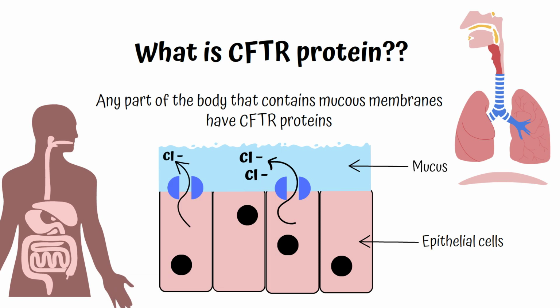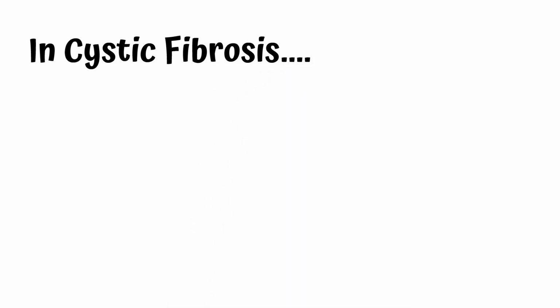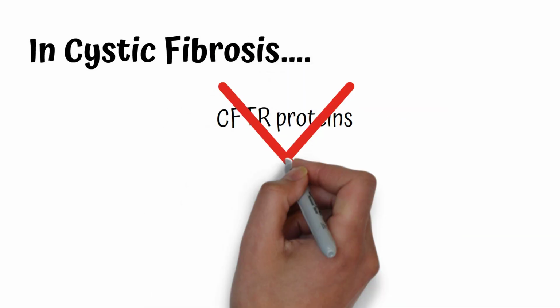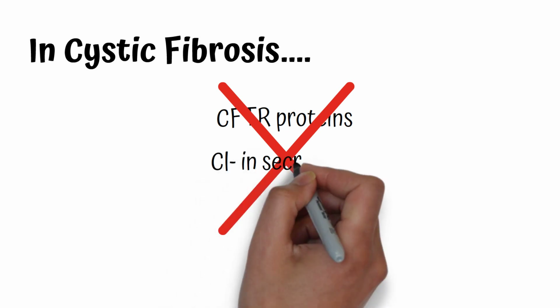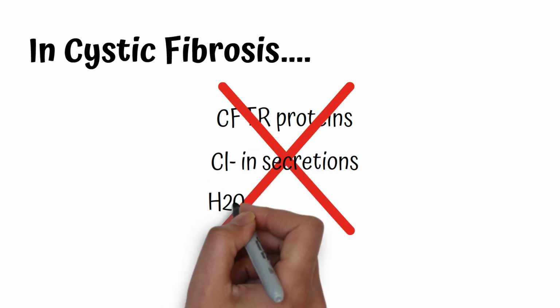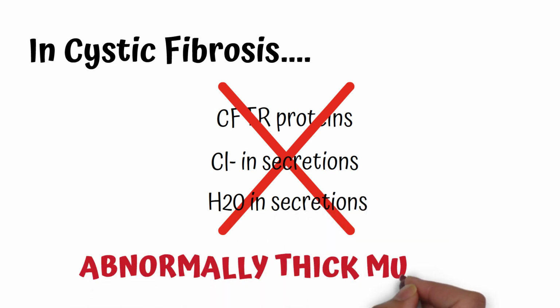Once the chloride ions are in the secretions, they attract a layer of water to thin out the secretions and maintain the right amount of water and mucus in it. So now let's go back to cystic fibrosis, where the CFTR protein is absent or is not functioning properly. In this case, your secretions will not contain chloride or water, and this will lead to abnormally thick mucus in your GI tract and respiratory tract.